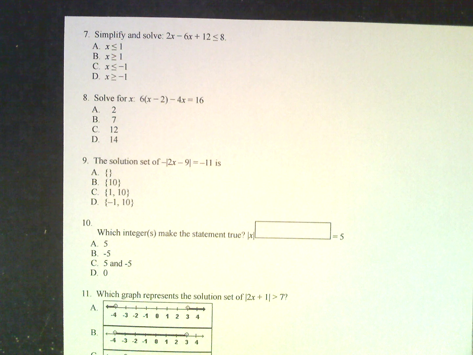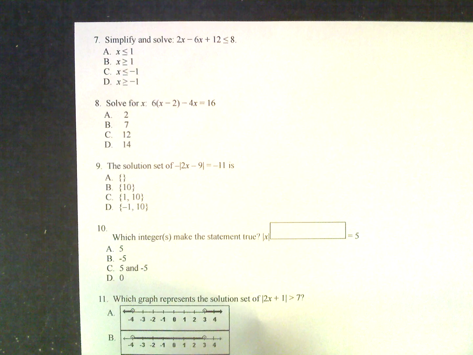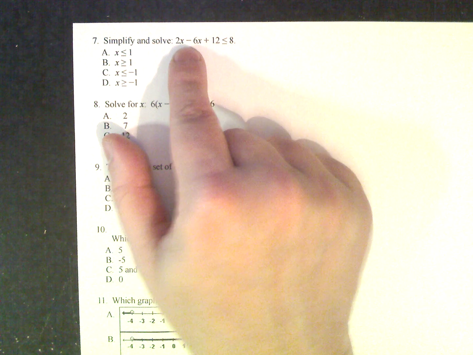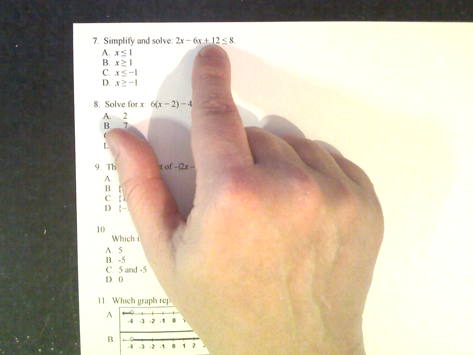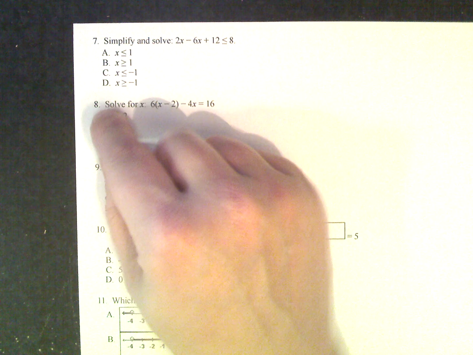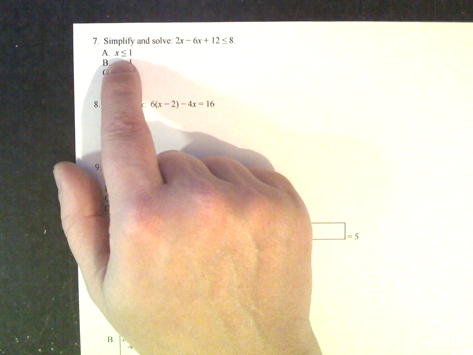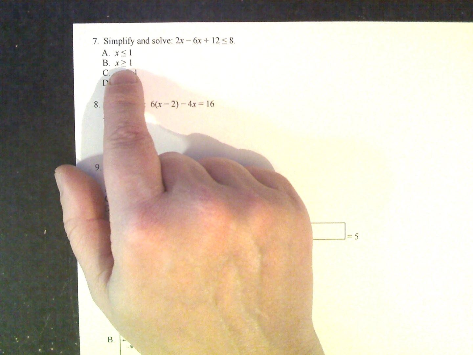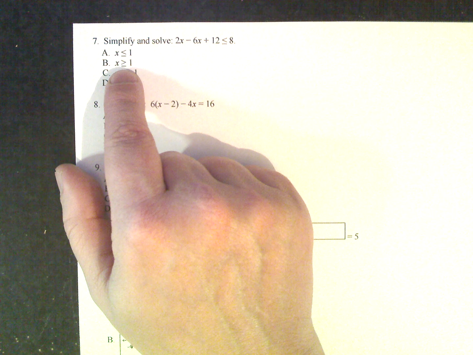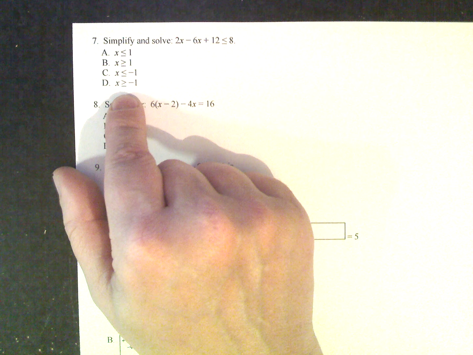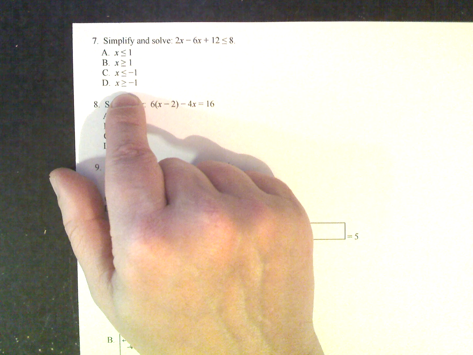Question 7. It says simplify and solve 2x minus 6x plus 12 is less than or equal to 8. Is the answer x is less than or equal to 1? x is greater than or equal to 1? x is less than or equal to negative 1, or x is greater than or equal to negative 1?